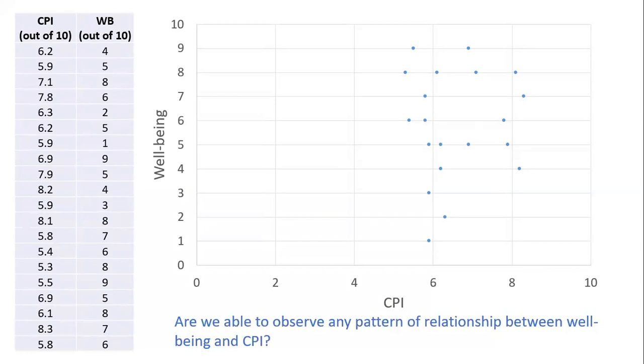And when we move towards, let us say, CPI 8, we find that there also there's a range which goes from a well-being score of 4 towards 8. So it seems that it's difficult to take a call on whether there is an increase in the value of CPI with an increase in the value of well-being, or vice versa.